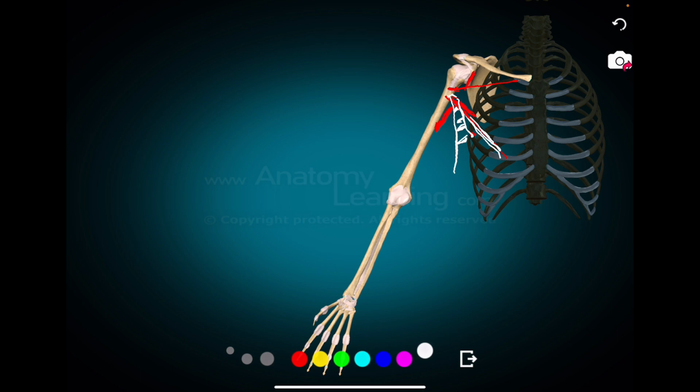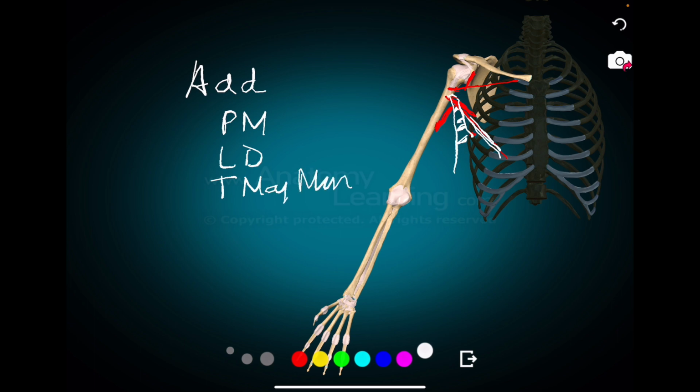So adduction: pectoralis major, latissimus dorsi, teres major and minor, and infraspinatus behind would adduct the shoulder, the scapulo-humeral joint. And there was an original adductor, the coracobrachialis, which corresponds to the adductor longus, brevis and magnus of the lower limb.